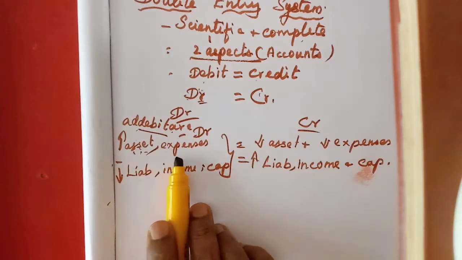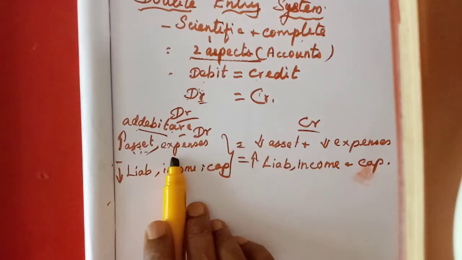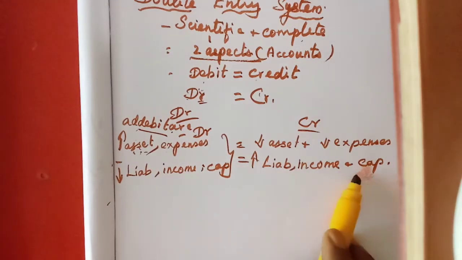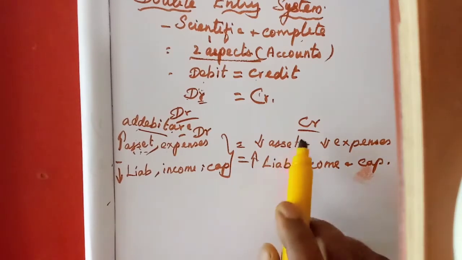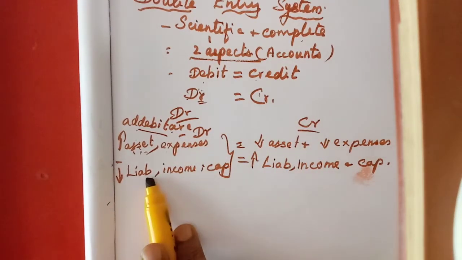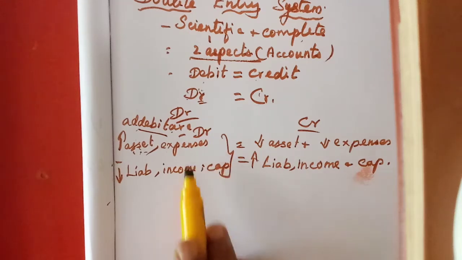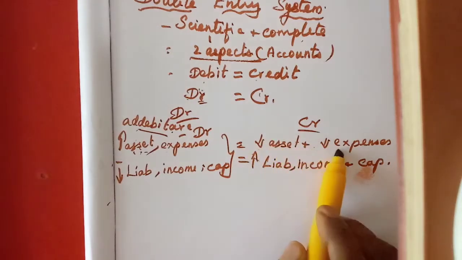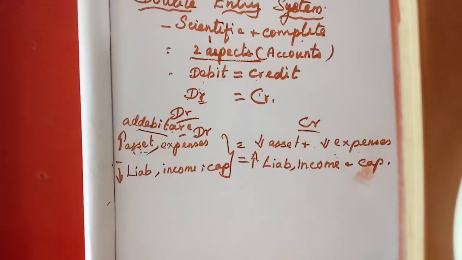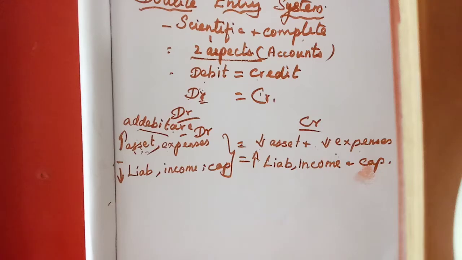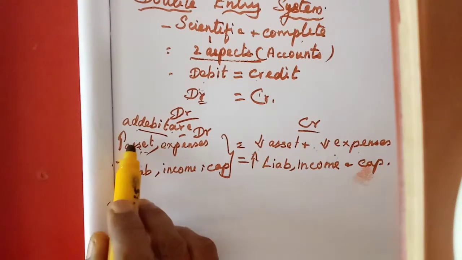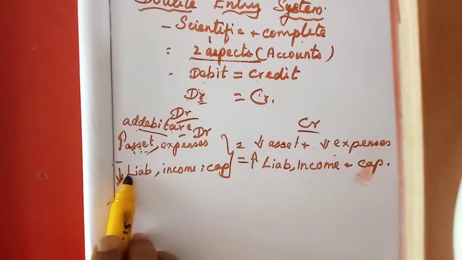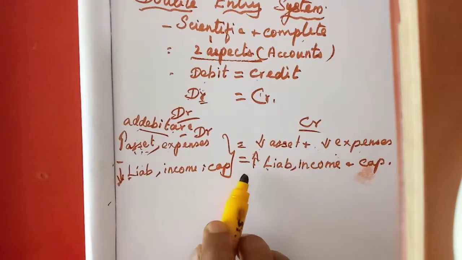All the assets, expenses, okay, increase in asset and expenses will be debit. Then increase in liabilities, income and capital will be credit. Then here, any decrease in liability, income and capital will be debit. Here, any decrease in asset and expense will be credit. The opposite of this one is this one, credit. Okay, the opposite of this one, the credit.